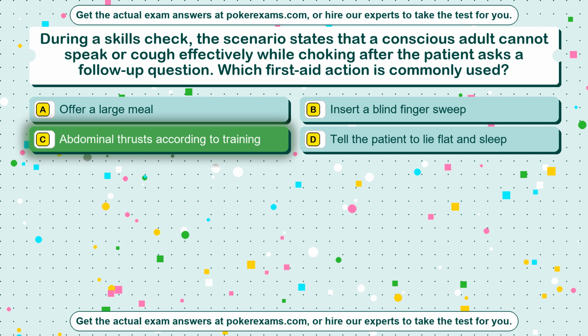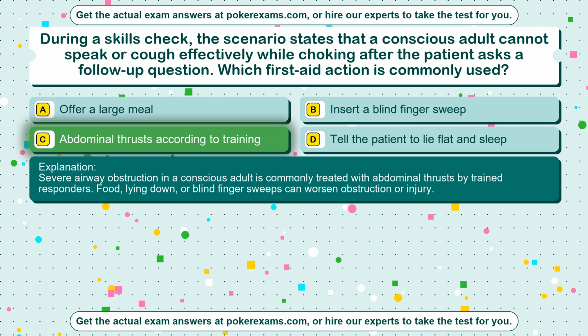The correct answer is option C, abdominal thrusts according to training. Severe airway obstruction in a conscious adult is commonly treated with abdominal thrusts by trained responders. Food, lying down, or blind finger sweeps can worsen obstruction or injury.